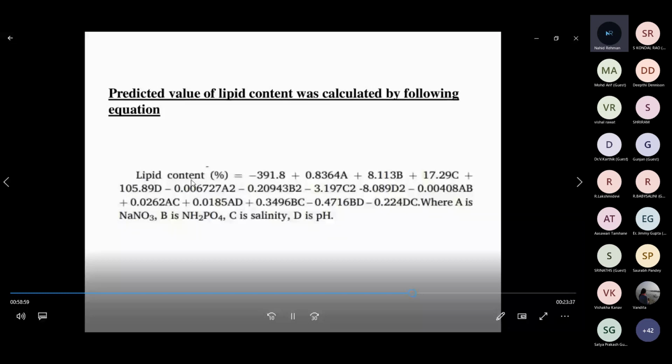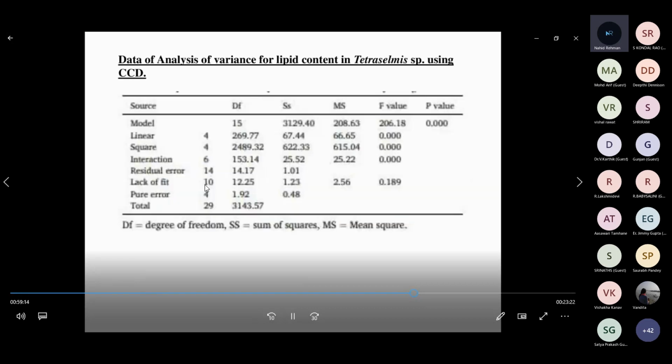You can also go for the dry cell weight. You can also go for the lipid content. So there can be 2 responses. It is up to you what you want to do. More biomass, naturally more lipid, and so data analysis by ANOVA of CCD shows that it is highly significant.